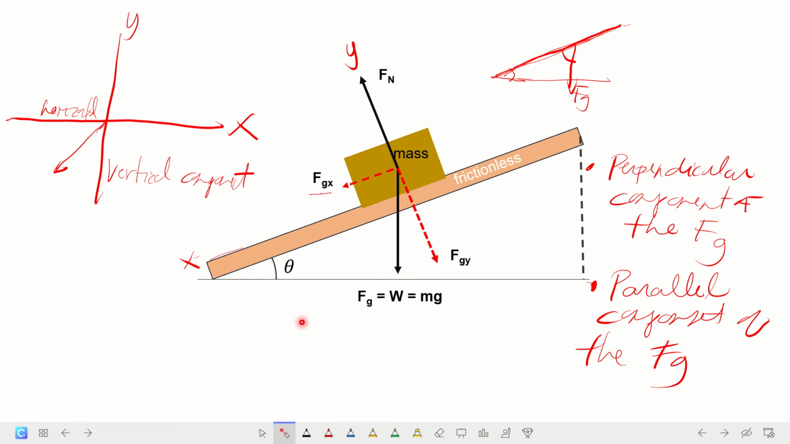So how do we now solve for the magnitude of our perpendicular component and our parallel component? So what is the value of f of g of x and f of g of y? Because if this is just a downward force, we know that to solve for the force due to gravity, we just multiply the mass times the acceleration due to gravity. But since this is at an angle, we need to consider the angle. So how do we now look for the magnitude of our parallel component and our perpendicular component?